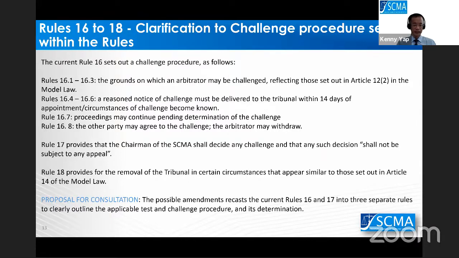Now, the proposal for consultation here is to recast the current set of rules into 3 separate rules to clearly outline the applicable test, the challenge procedure, and how it is to be determined. It is also suggested, as a possible amendment, to remove Rule 18, as that deals with a challenge brought before the courts. I'll expand on that a bit more later on. But let me first deal with Rule 16 and the possible amendments to be made here. I think this is in the next slide.